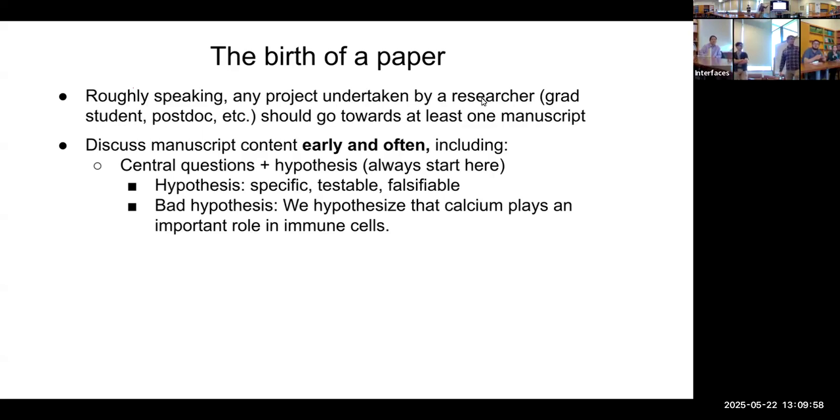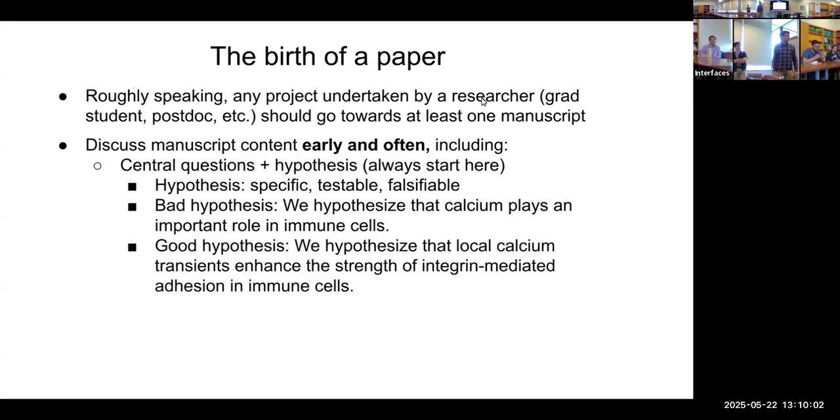Another thing, it's like, what is an important role that's not specific whatsoever, right? So a good hypothesis that is actually close to the hypothesis of my thesis, and yeah, good in quotes maybe: we hypothesize that local calcium transients, so not just calcium overall, right, but specifying something about it, enhance the strength of integrin-mediated adhesions in immune cells. Not that you have to understand the content there, but it's about being specific. It's something that could easily be disproven by experiments, right?